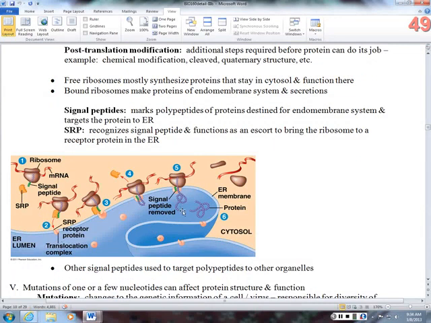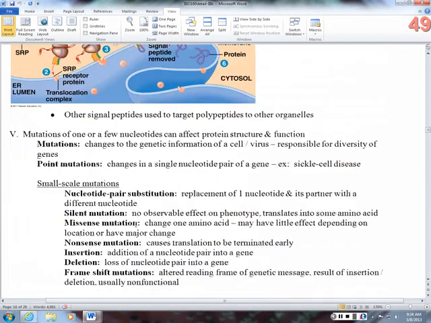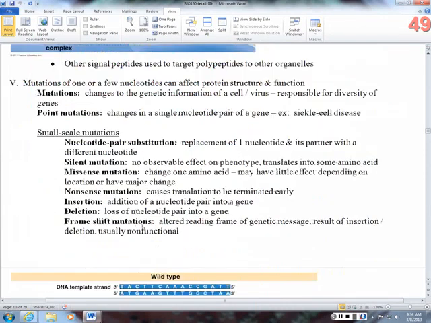Your signal peptides, your SRP, your signal recognition proteins in there, are going to function like escorts to bring the ribosome to the receptor protein in the endoplasmic reticulum. So when it goes into the endomembrane system here, you've got these proteins that are going to guide it in there and help get it straightened out in where it's supposed to go. So it's not just random.